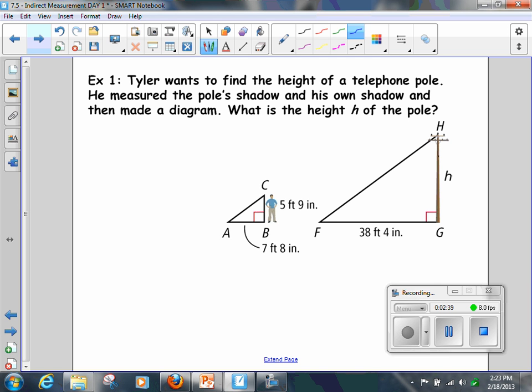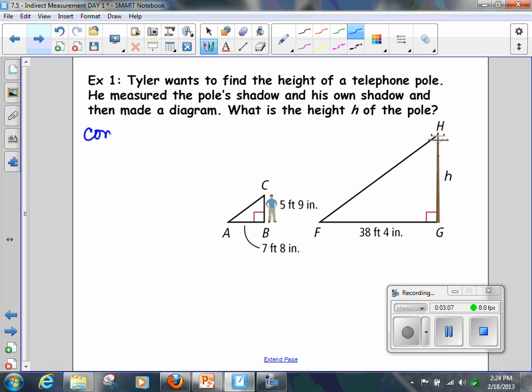Surveyors do this every day, okay? Now, what's going to be the problem with this? The 5 feet 9 inches. This is not 5.9. Oh, you're going to convert everything to inches. You can totally do that. That would be the easiest thing to do. Now, how do you know that his height is 69 inches tall?